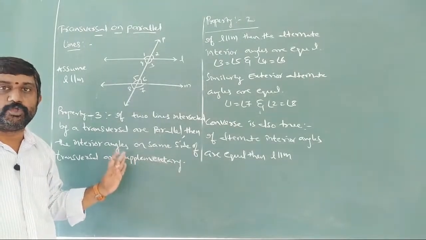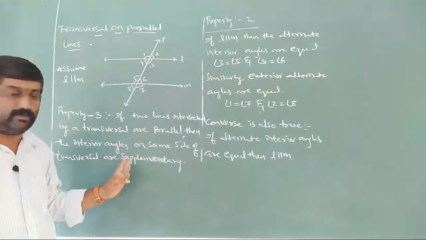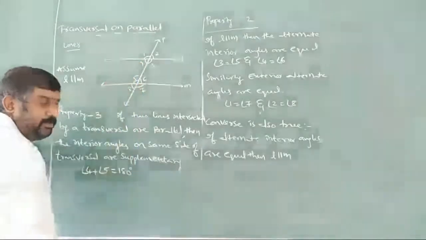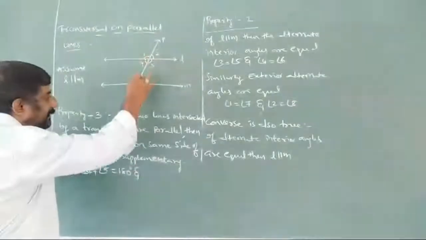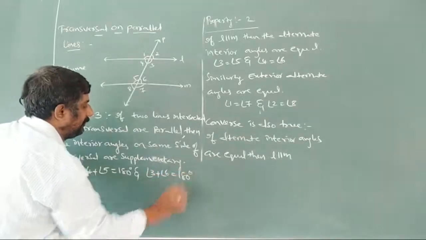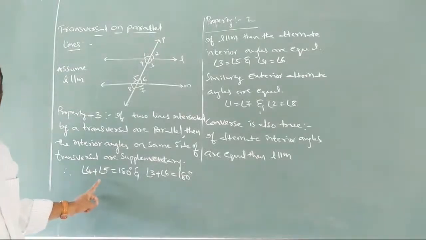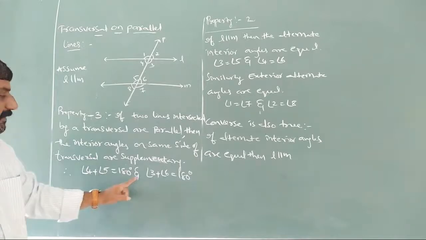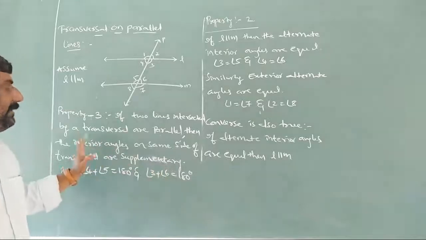The sum of two angles must be 180 degrees. These are on the same side, 4 and 5. So angle 4 plus angle 5 is 180, and 3 and 6. Angle 3 plus angle 6 is also 180 degrees. So what we can say here? Two interior angles on the same side are supplementary. Nothing but the sum of these two angles is going to be 180 degrees. Even here also, the sum of these two angles is going to be 180 degrees. So this is property number 3.